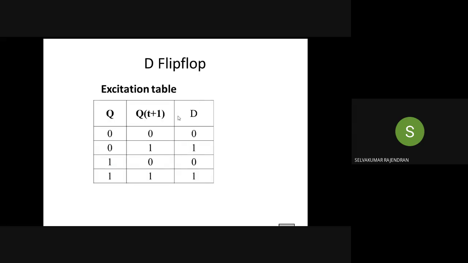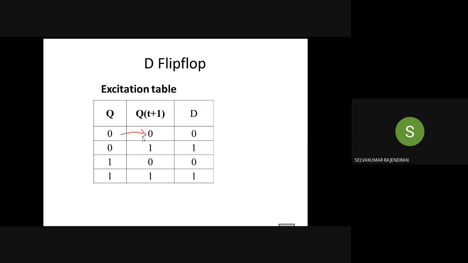So this is the excitation table, right? Q represents the present state, Q of T plus 1 represents the next state, and D is the input. Here we determine the required input D based on the present state and next state values. That is what is available in the excitation table. Here the present state value is 0, and the next state value is also 0. So you can say that both are the same.